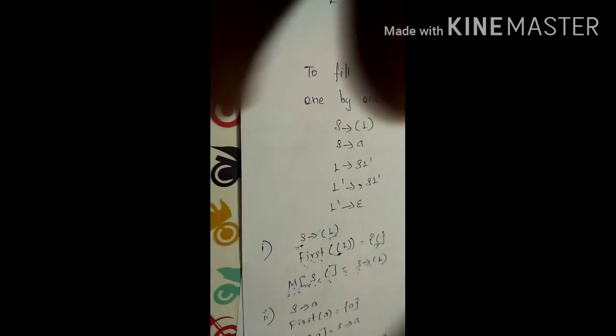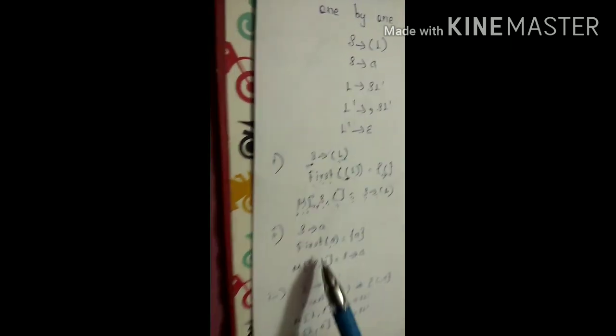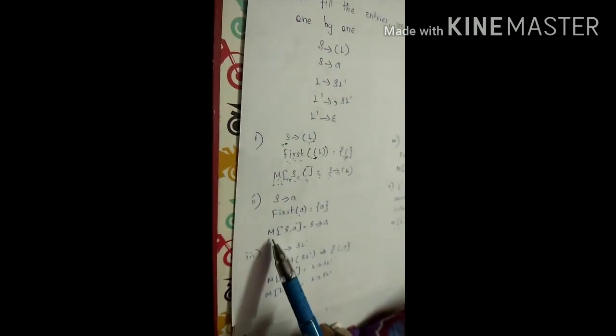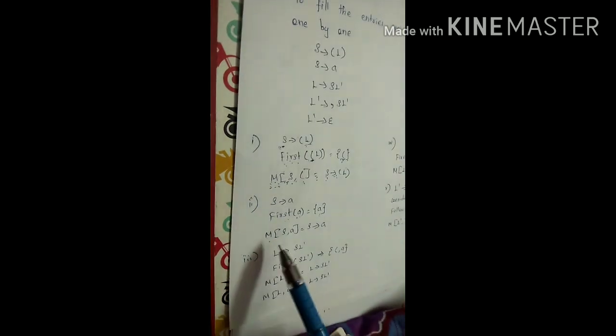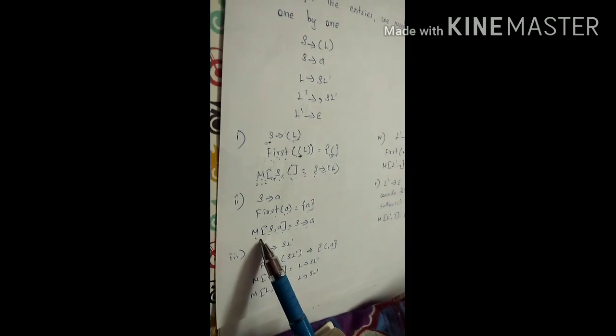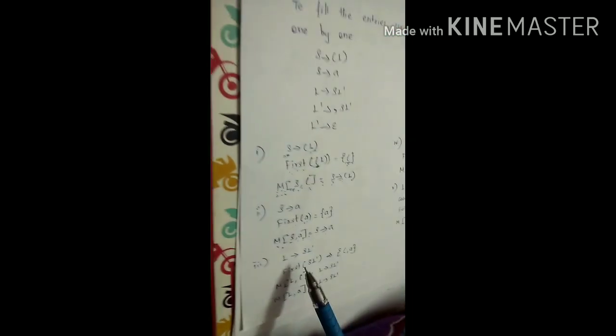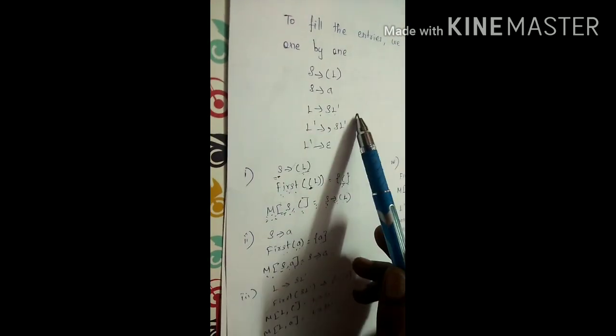After that consider the second production, S tends to A. Here we have to find first of A. First of A equals A, since any terminal is that terminal. Then we create an entry in the parsing table. M of S comma A equals S tends to A. We make an entry at S comma A, which is S tends to A.